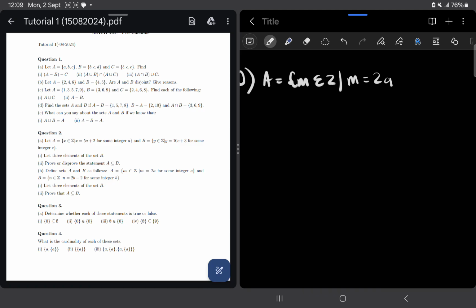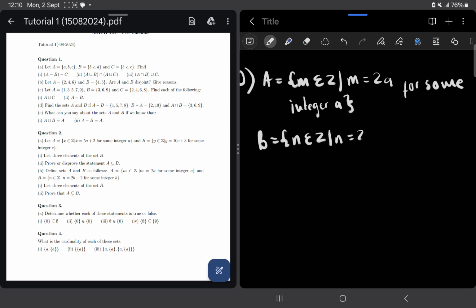They come from this equation. That's how you find them. Okay? For some integer a. Right? Then we can say that B is going to be equal to the set of N values, which are also integers, which meet the equation N is equal to 2b minus 2 for some integer b. For some integer b, right?